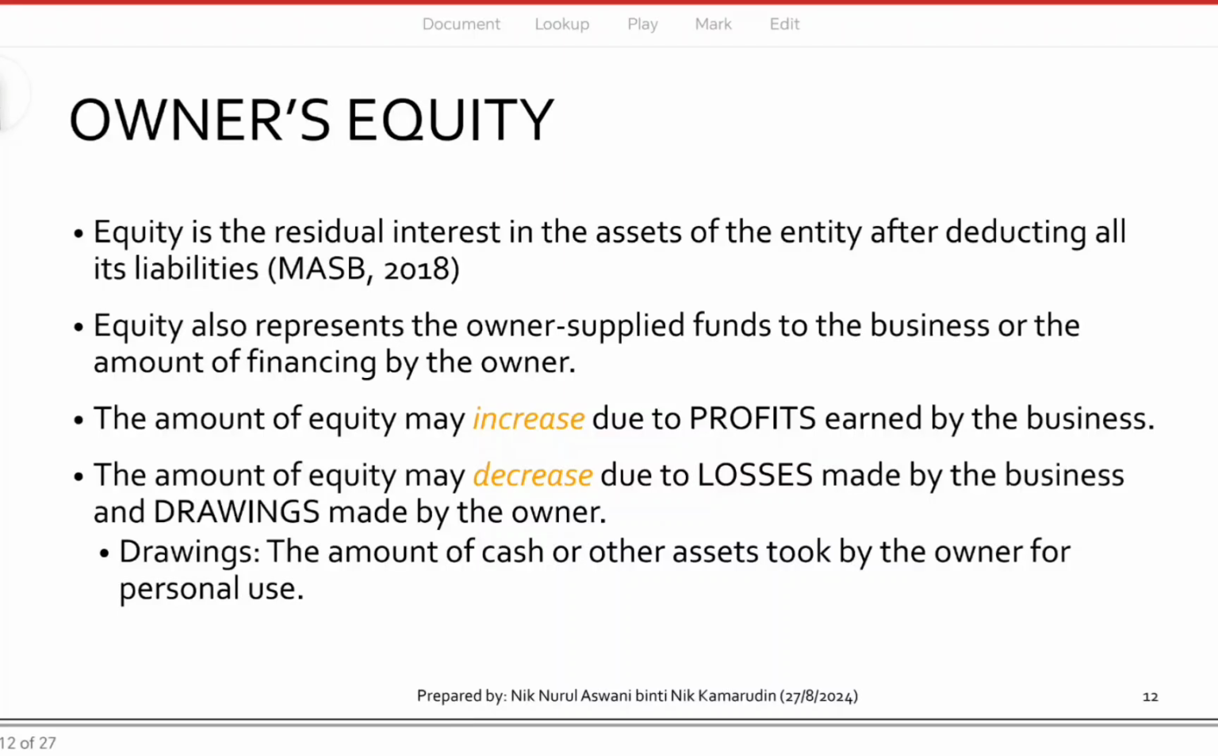And the amount of equity may increase due to profits earned by the business, or it also may increase due to additional capital throughout the business year. And the amount of equity may decrease due to loss made by the business, or due to the drawing made by the owner, or due to withdrawal of capital.